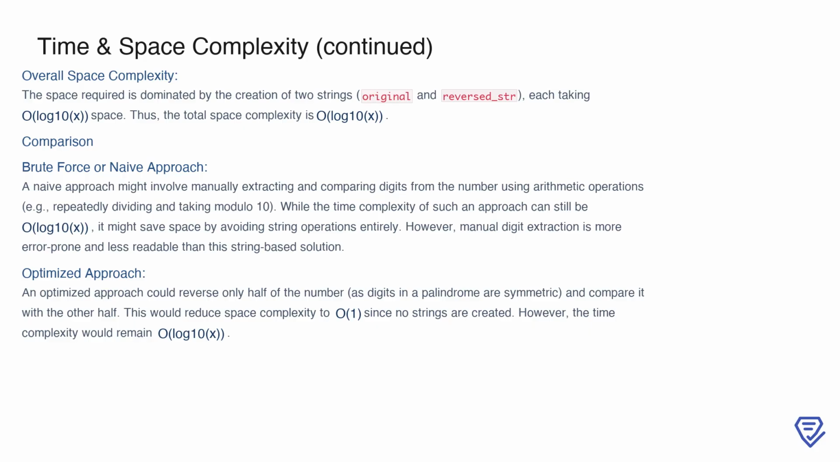Comparing this solution to other approaches, a brute force method might involve manually extracting digits using arithmetic operations like division and modulo. While this approach also has a time complexity of O(log10 x), it could save space by avoiding string operations entirely. However, manual digit extraction is less readable and more error-prone. Alternatively, an optimized approach could reverse only half of the number and compare it with the other half. This would reduce the space complexity to O(1), as no strings are created. However, the time complexity remains O(log10 x), since we still process all digits in the number.